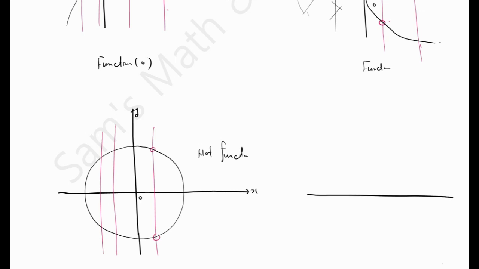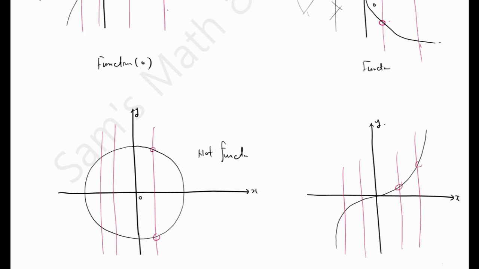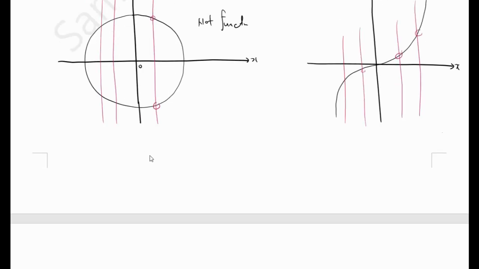And how about this? This is the independent variable, and this is the dependent variable, and this is the curve. We draw a vertical line, and it intersects only once. So this is a function, right? So this one is not a function. This one is a function. So we check whether a curve is a function or not by the vertical line test.